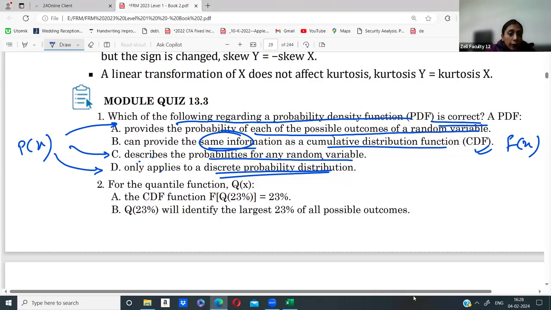So it provides the same information as the CDF. The PDF and CDF will definitely provide the same information, because if I have a cumulative function, from the cumulative function, can I find the probability? Yes. And from a probability distribution, can I find the cumulative function? Yes. So therefore, they both provide the same thing. And hence B shall be your answer choice.